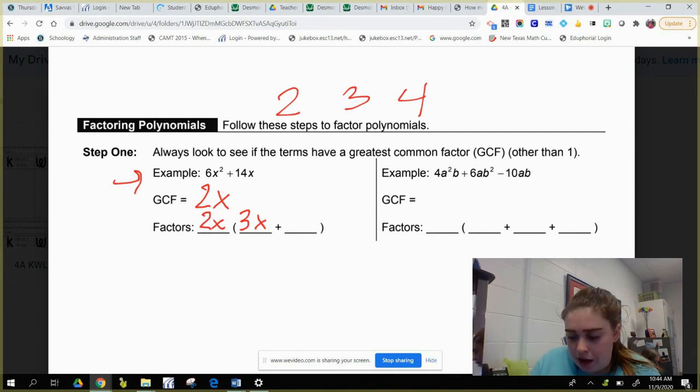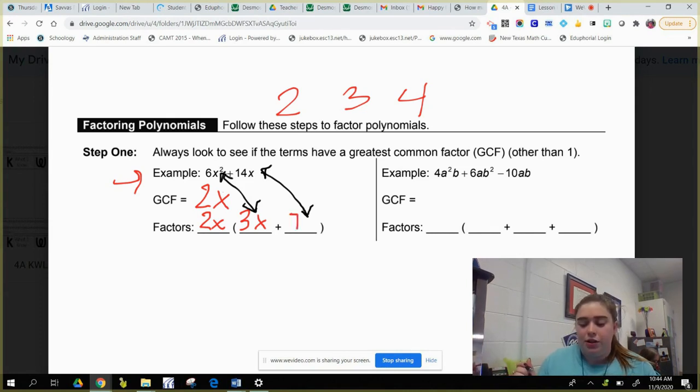So that 3x is matching the 6x squared right there. Okay, now we're going to look at the 14x. We took out an x, so now it's just going to be a constant. It's not going to have a variable with it. And we also took out 2, so 14 divided by 2 is 7. So that is our final answer with the greatest common factor of 2x taken out of it.